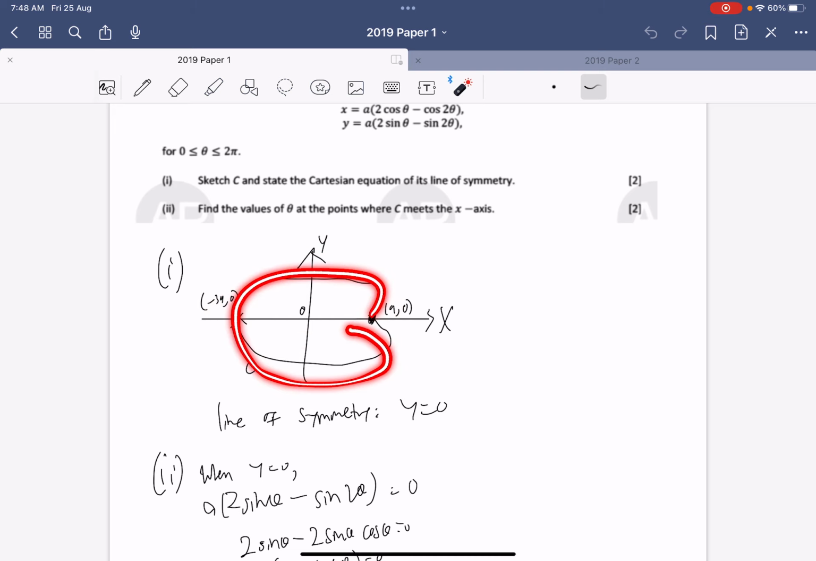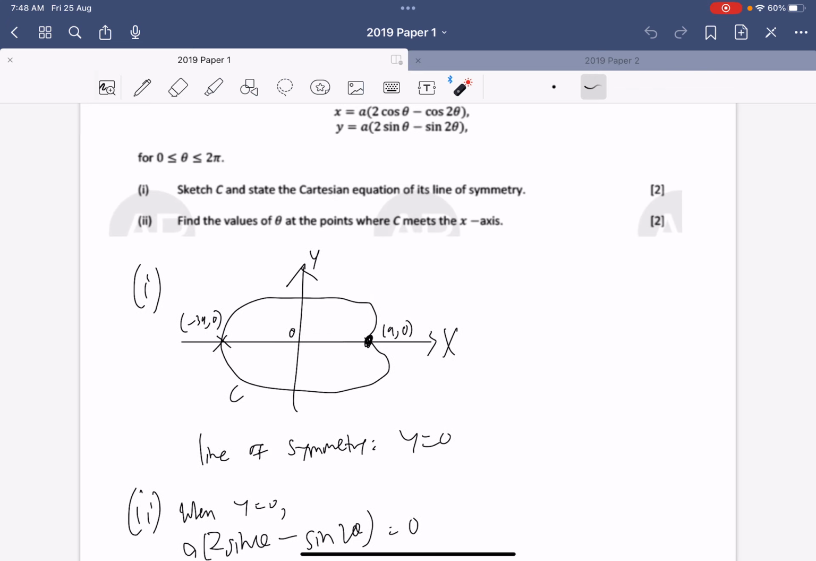And the line of symmetry is something that we deduce from the graph, but you can of course find it from above. But instead, you just look at it and you see that it's symmetrical. Like this top half is symmetrical to the bottom half, so it's symmetrical along the y equals to 0 line.